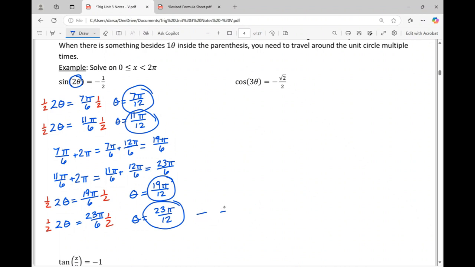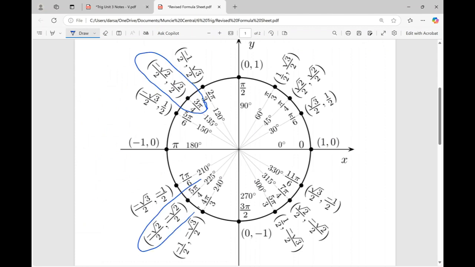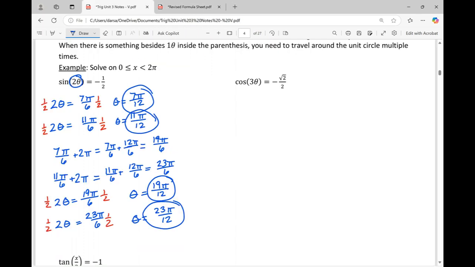All right, let's do that again in one big step and see how we can do these a little more streamlined. If I have cosine of 3 theta equal to negative square root of 2 over 2, the first thing I'm going to do is look at my unit circle. Where is cosine equal to negative square root of 2 over 2? That's at 3 pi over 4 and 5 pi over 4. So those are my first two angles, the starting angles.